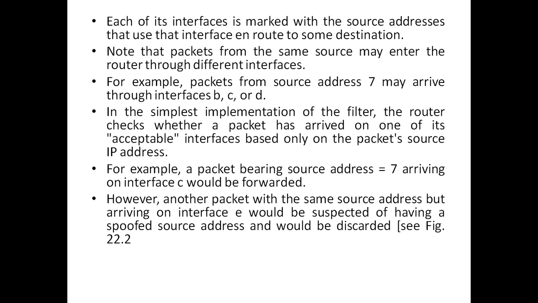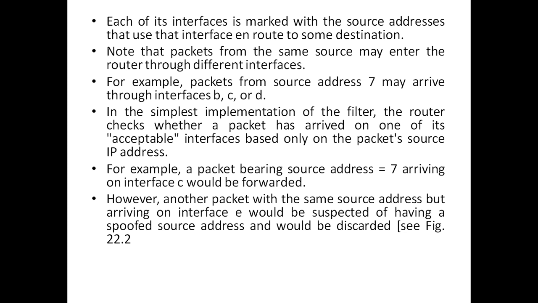Each of its interfaces is marked with the source addresses that use that interface en route to some destination. Note that packets from the same source may enter the router through different interfaces. As I have already explained through the figure, packets from the source address 7 may arrive through interface B, C, or D.